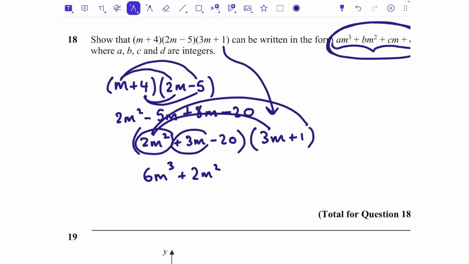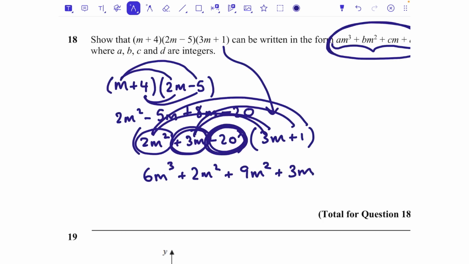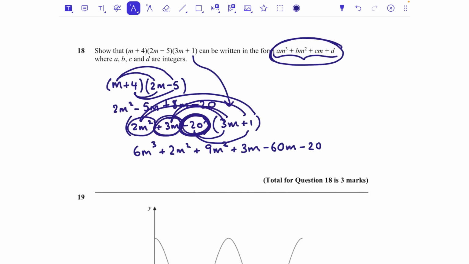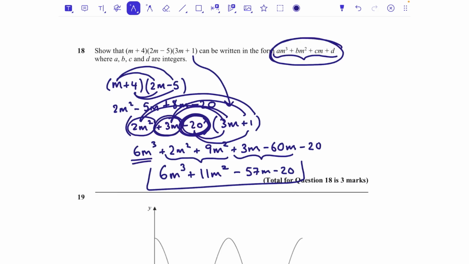And now we're moving over to this second term, and we're going to do 3m times 3m and 3m times 1. So that's going to be 9m squared add 3m, and then we're moving over to the third term, which is minus 20. So minus 20 times 3m is minus 60m, and minus 20 times 1 is minus 20. We can now just collect together any like terms. We've got just 6m cubed on its own, and then 2m squared and 9m squared makes 11m squared. 3m minus 60m is minus 57m, and then minus 20, and that is your final answer.